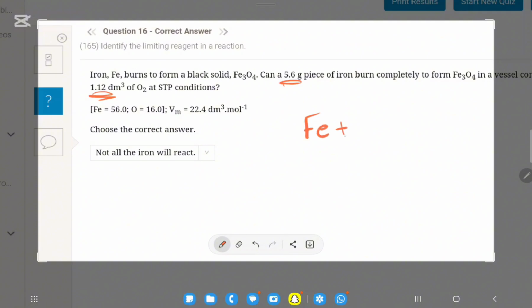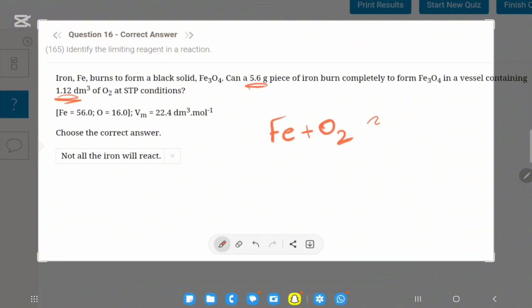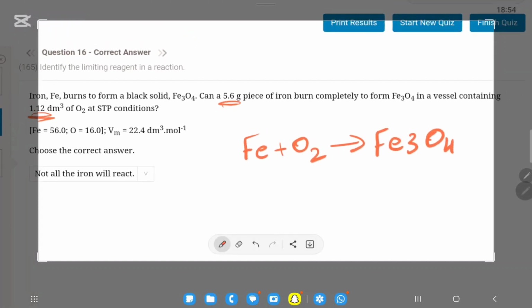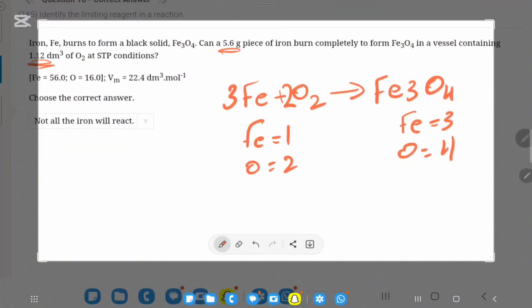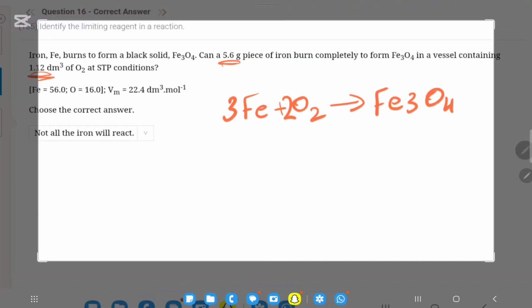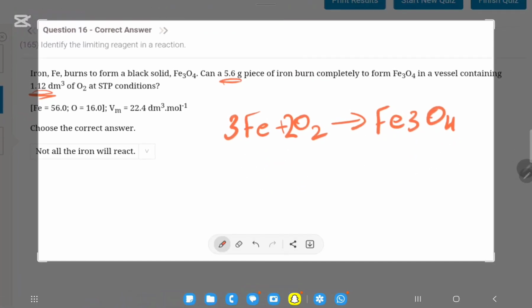We write the balanced equation. Fe plus O2 gives Fe3O4. We balance the equation. Fe is 1, O is 2, Fe is 3, O is 4. So we can put 3 Fe plus 2 O2. Now Fe is 3, O is 4, and it's balanced. Now we have the balanced equation. We do RRGR to find the limiting and excess.